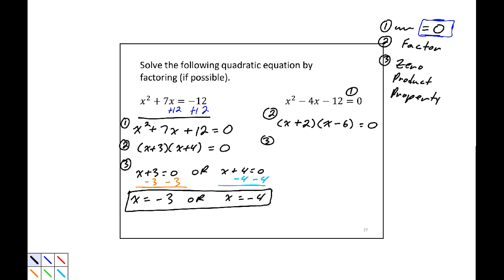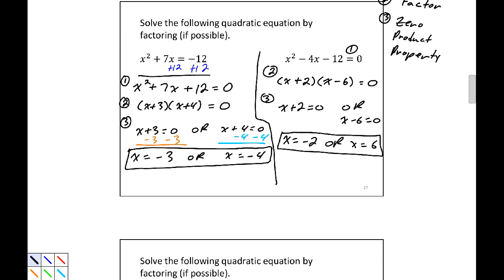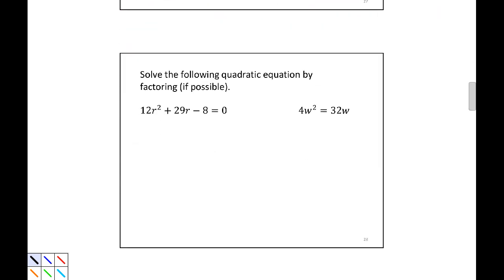Now for our zero product property, this means that either x plus 2 equals 0 or x minus 6 equals 0. Now solving those, we see that we're always going to use the opposite operation. So this means that either x equals negative 2 or x equals positive 6. And those are our solutions to that equation. And just like before, we can always plug those back in to check. All right, next two examples.